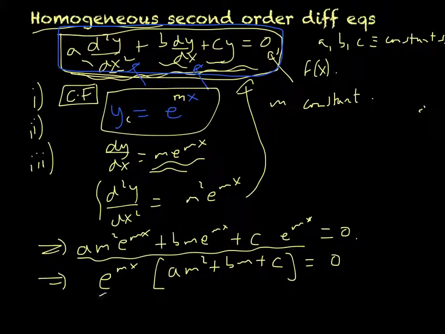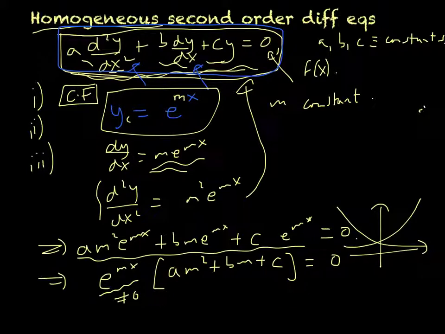We know that e to the mx, remember the graph of any exponential function looks like this. If m is positive or if it's negative, it's going to look like this. But the point is it's never going to equal 0. It's always above 0.